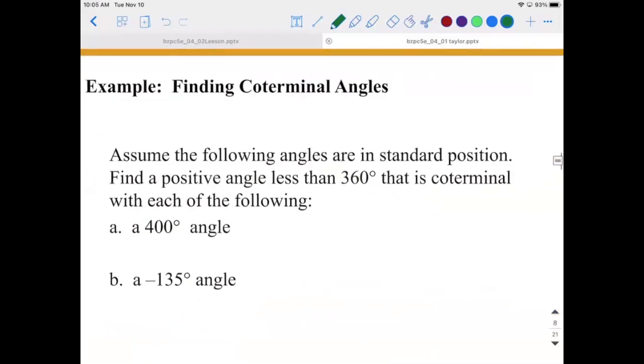So here, we want to make sure we have a positive angle that's less than 360. So for 400, I could add 360 to it and I would get a coterminal angle, but it wouldn't be less than 360 like it's asking. So I'm going to subtract. So 40 degrees is coterminal with 400 degrees. Okay, negative 135 degrees. I can get a coterminal by adding or subtracting 360 as many times as I want to. They're all coterminal. But since I want a positive angle, I'm going to add 360.